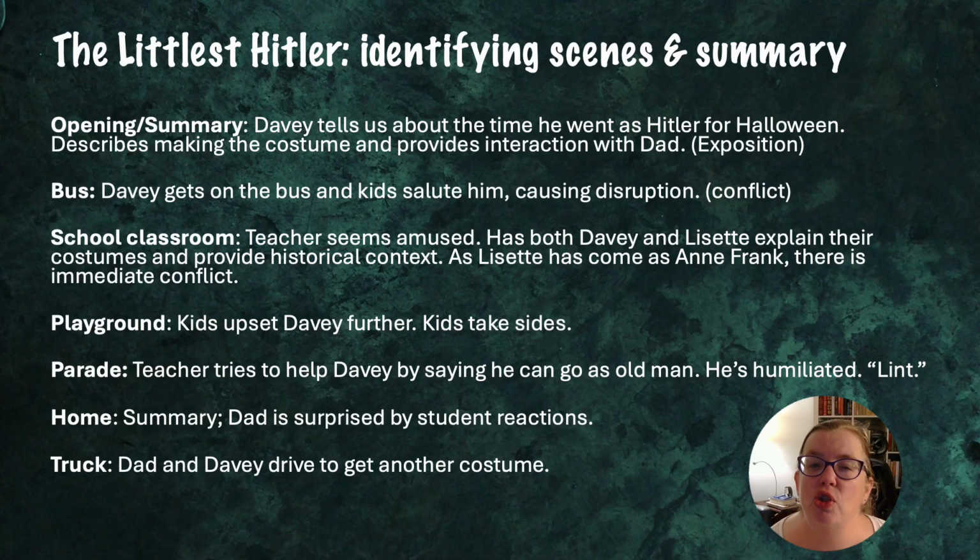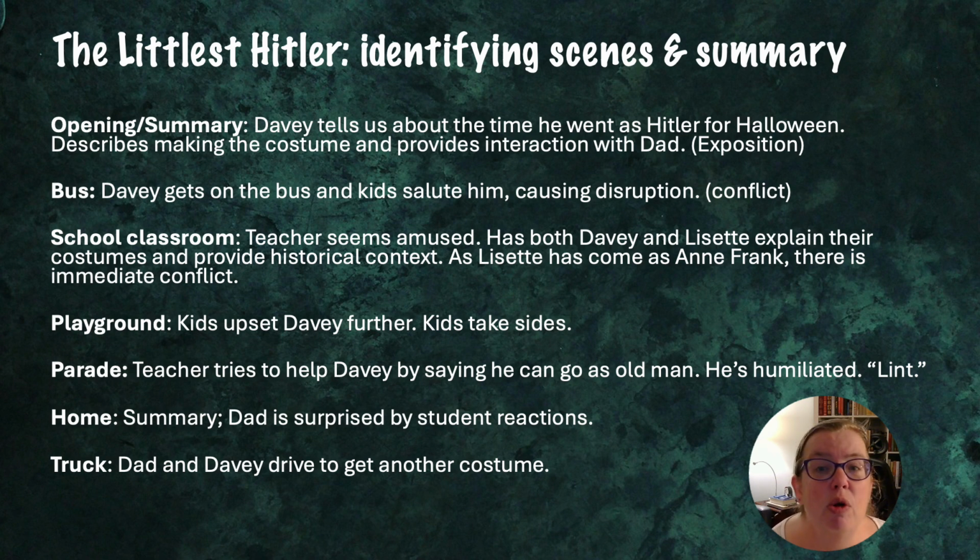So let's look at the story you were asked to read this week and see if we can break down the scenes and the summary in it. So, The Littlest Hitler. The story is told by an older Davy who remembers the time when he dressed up as Hitler for Halloween. He talks about making the costume and even what started it. He had been watching a retrospective about World War II on TV, and he provides some interaction with his father. We would call this summary exposition.